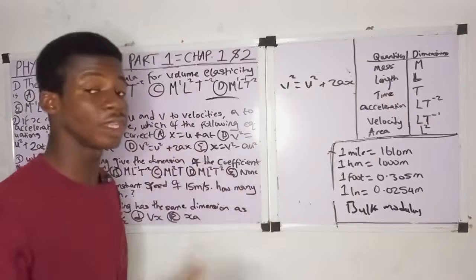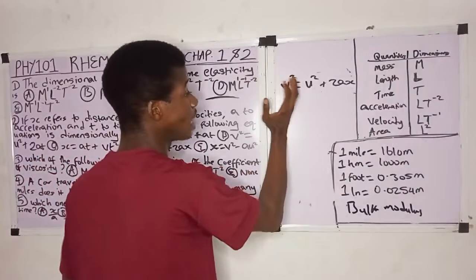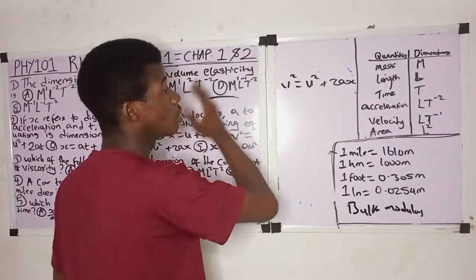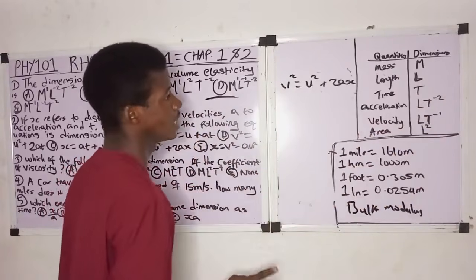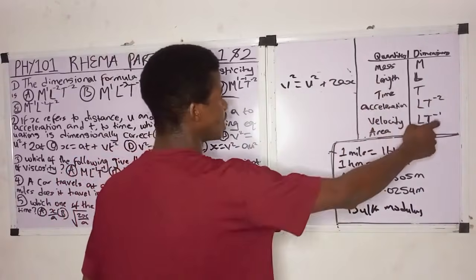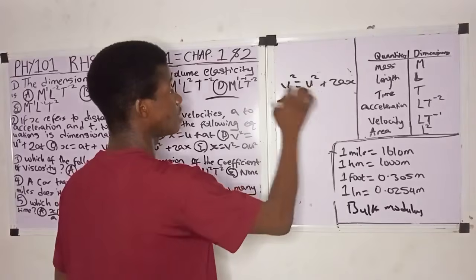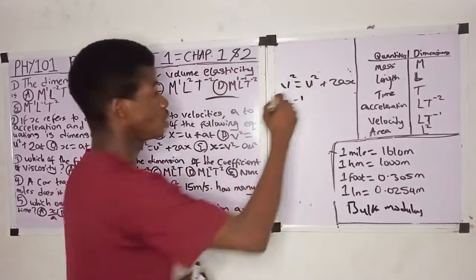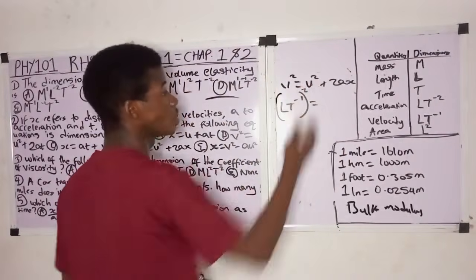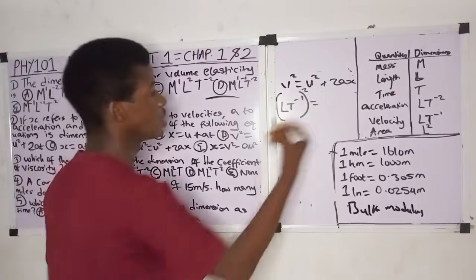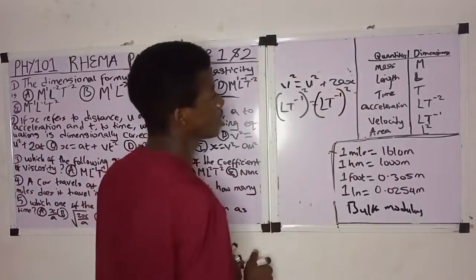Now, remember, to know if an equation is dimensionally correct, the dimension on the left hand side of that equation must equal the dimension on the right hand side of that equation, right? Now this is velocity. What is the dimension of velocity? The dimension for velocity is LT raised to power minus 1. Remember, velocity is raised to power 2, so everything will be raised to power 2. Then u is initial velocity, which is still velocity, so it is still LT raised to power minus 1, squared.